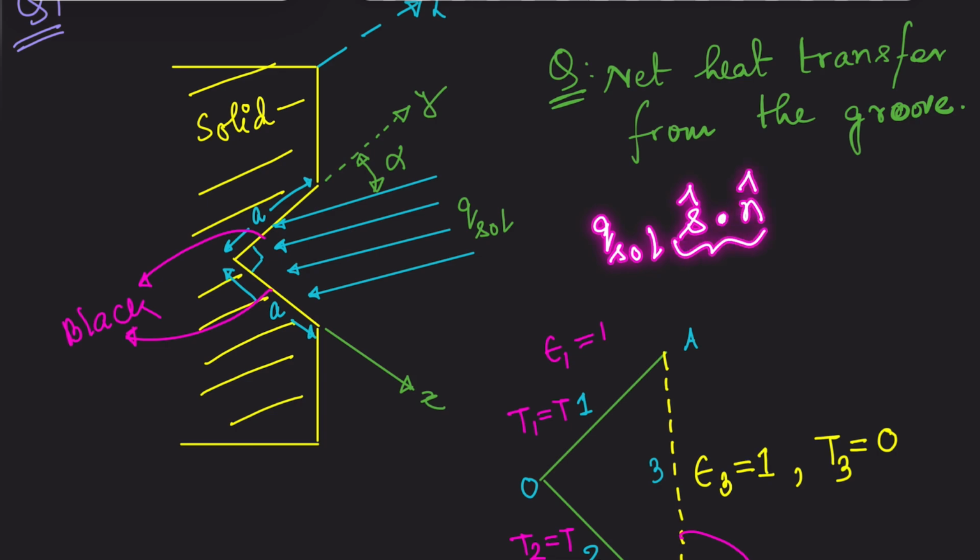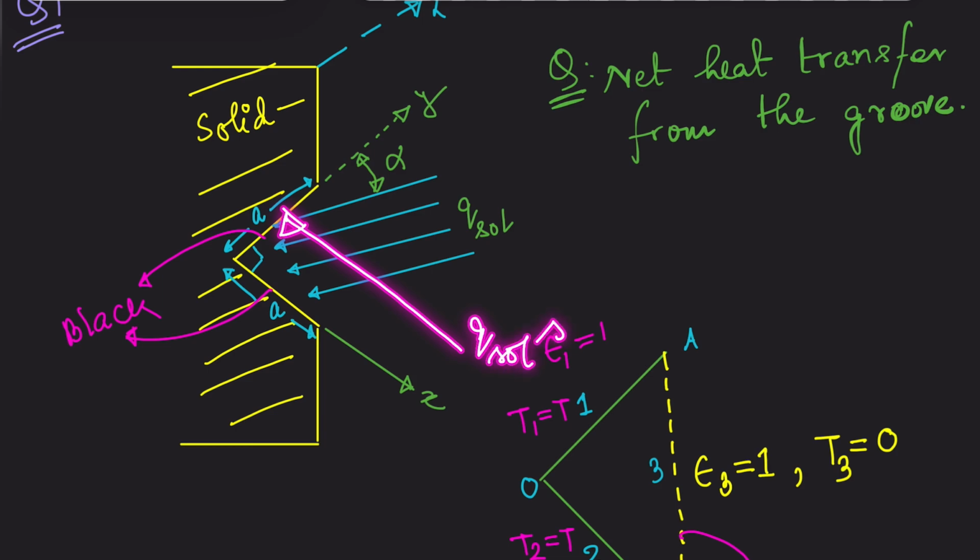Now s cap dot n cap is cos of pi by 2 minus alpha, that is sin alpha. That is why the radiation flux that is going through this surface is q sol sin alpha. I hope this is clear.